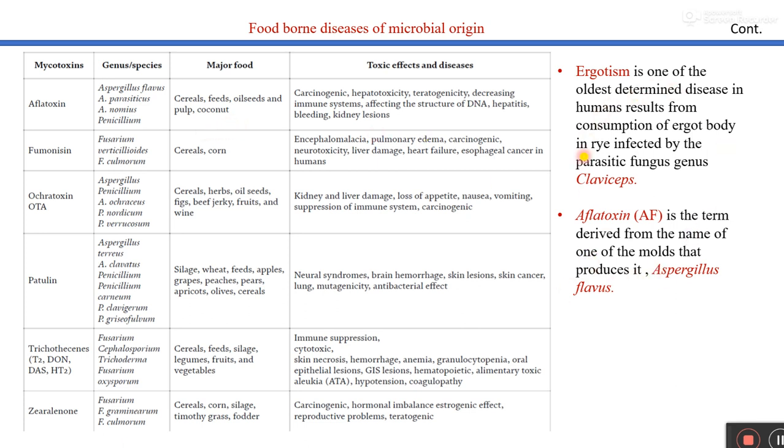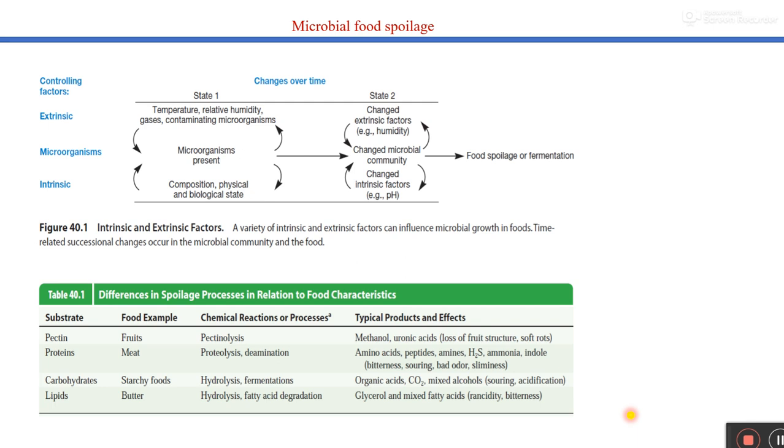So this is all about the different kinds of diseases which are generally caused by different kinds of microbes like bacteria, viruses and fungi. Now I would like to talk about microbial food spoilage. About food spoilage, I already discussed that food spoilage is the process through which any kind of food becomes unfit to consume.